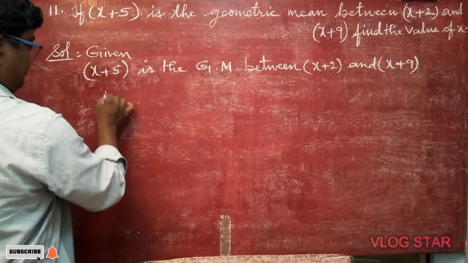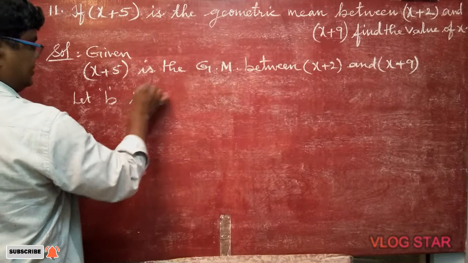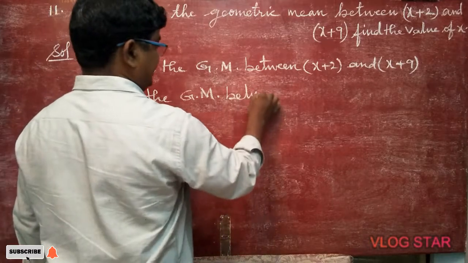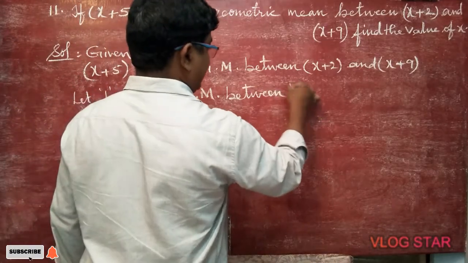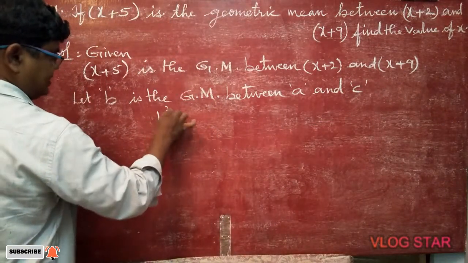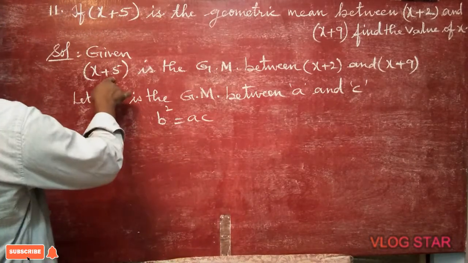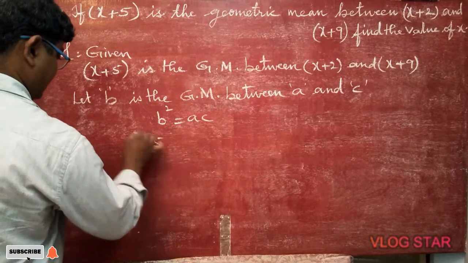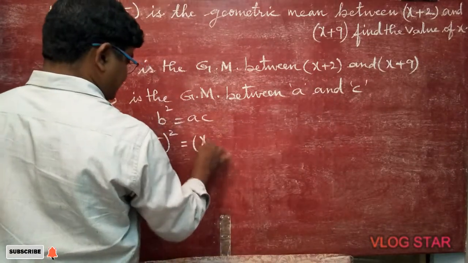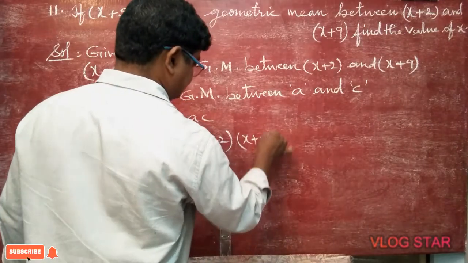We know, let B be the geometric mean between A and C. Then what is the formula? B square is equal to AC. Are you able to follow? Now in the place of B, x plus 5 is there, whole square. AC, in the place of A, x plus 2, and in the place of C, x plus 9.